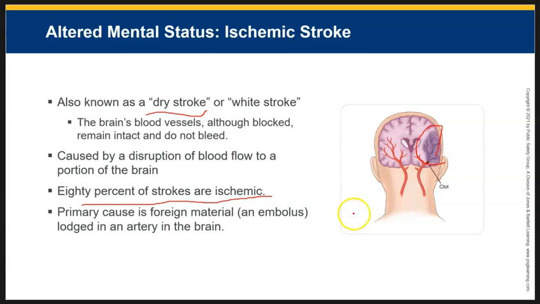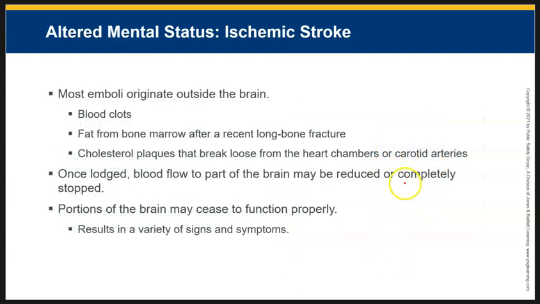The primary cause is an embolus, which is a traveling clot that makes its way to one of the arteries in the brain. Now, these emboli can originate outside the brain, and they could be some sort of a plaque that breaks off from the carotid arteries, or a blood clot that travels from somewhere else. So that blockage in the brain is going to result in lack of function in the brain just simply because of a lack of blood flow to that particular part.